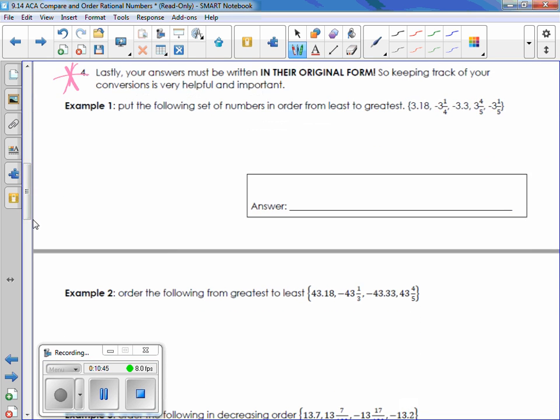So, our first example, we're going to put the following set of numbers in order from least to greatest. What I do, because I write huge, is rewrite the numbers in my own handwriting. So I just write them in the same order. And -3 and 1 5. And then we say that we're going from least to greatest. So I always write my L to G. So which numbers am I going to be starting with first?